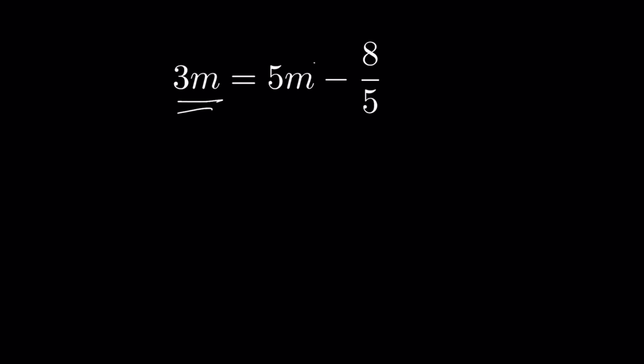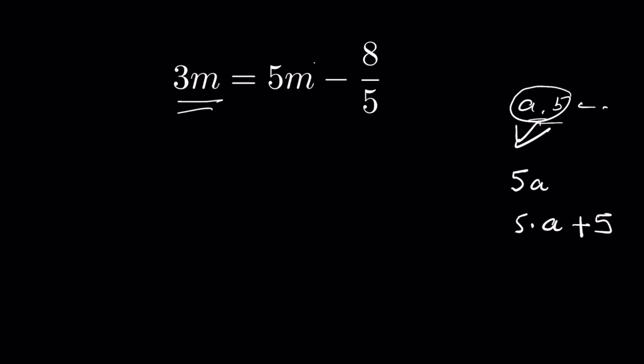That means whenever there is a variable with a number, variables are a, b, c, d and so on. So these are variables. We have to find the value of these variables. Whenever there is 5a written, it means it is 5 times a. When this is 5 times a, we cannot add it with 5 times a plus 5. So we cannot add 5m to this 8 upon 5, or we cannot subtract 8 upon 5 from 5m. So it's not possible because they are of different family.